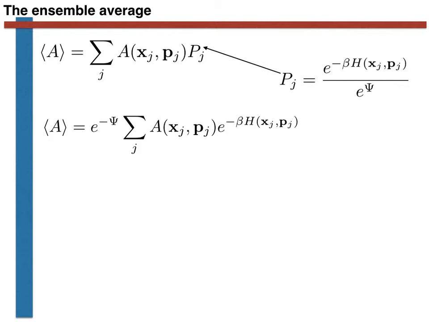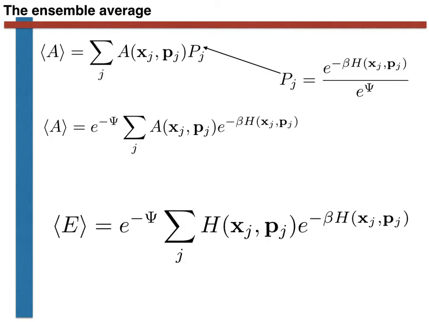To be totally clear on this process of calculating an ensemble average, let's see how this would be done if we wanted to calculate the ensemble average of the energy. The function that calculates the energy from the positions and momenta of the atoms in the system is the Hamiltonian, H. We thus have the following expression for the ensemble average of the energy.